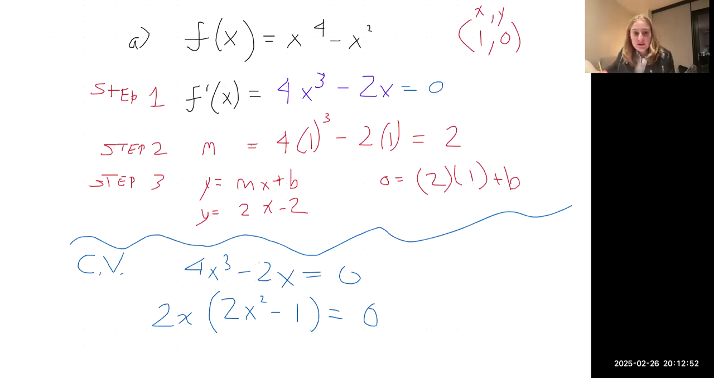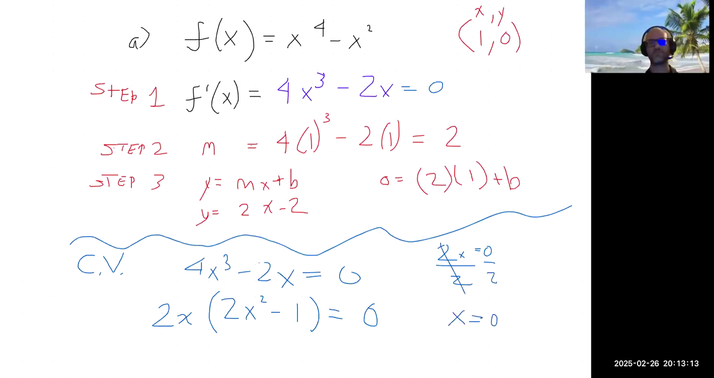So can we separately do 2x equals 0? 2x equals 0, and then divide each side by 2. X equals 0 over 2, which is 0. X equals 0.